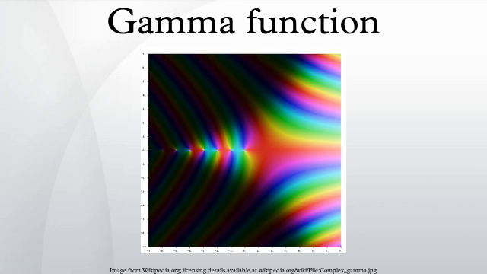The gamma function is a component in various probability distribution functions, and as such it is applicable in the fields of probability and statistics, as well as combinatorics.